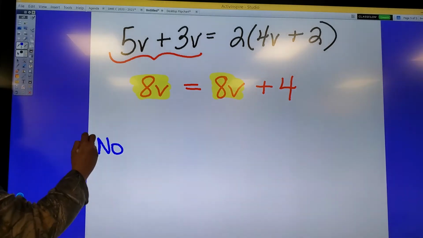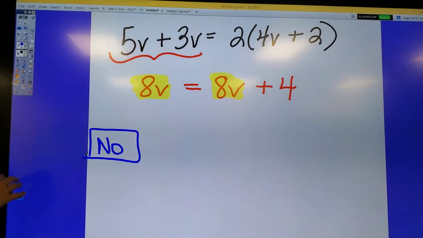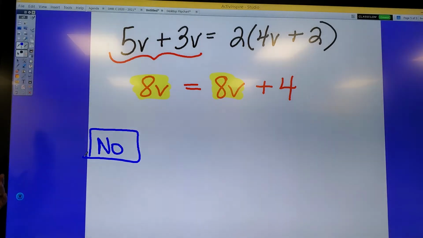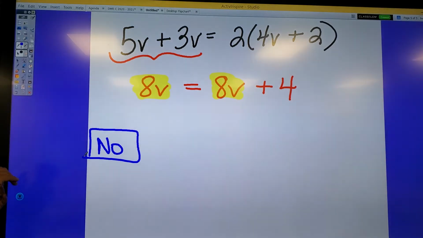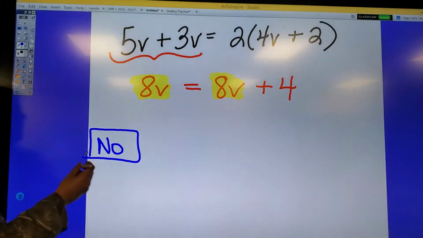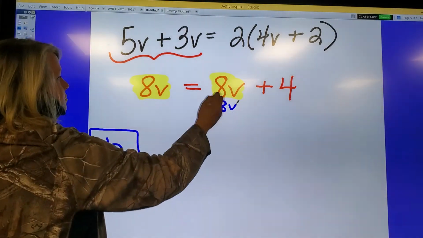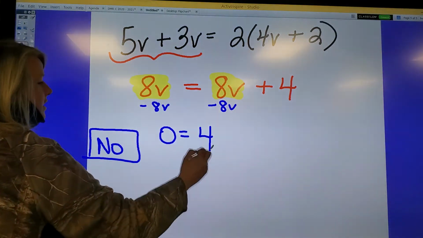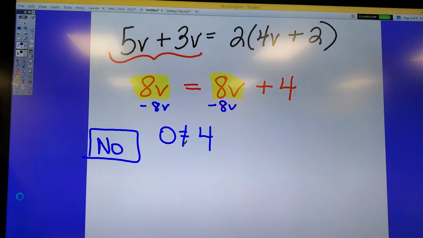No solution possible. There is no number that you could replace v with and make this work. V can't be 0, V can't be a negative number, V can't be a positive number. It's impossible for V to be anything in this one. Does that make sense? Yes. Because the reason, for those of you that are like, well, why? If you were to subtract 8V from both sides, 8V minus 8V is 0. 0 equals 4? No. So it's impossible, okay?